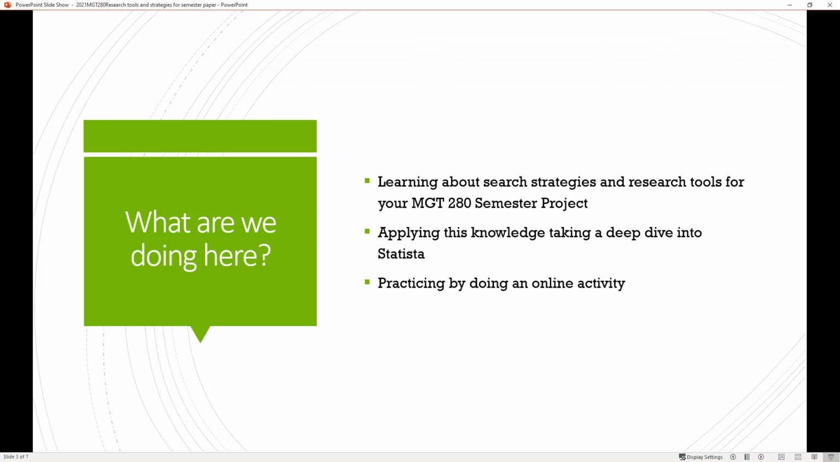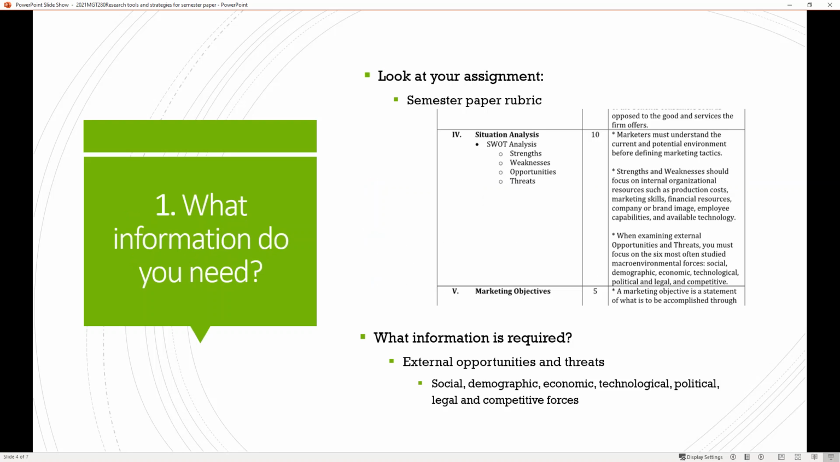We are going to learn about search strategies and research tools for your Management 280 semester project. We're going to take a little bit of a deeper dive into Statista, which you may be familiar with, and also look at Google for industry advocacy organizations. We're also going to practice all of this doing an online activity where you will hopefully actually find some sources that will be useful for your project.